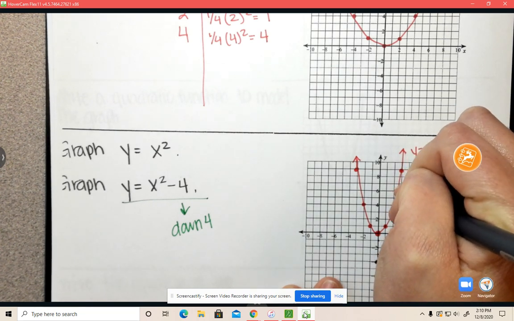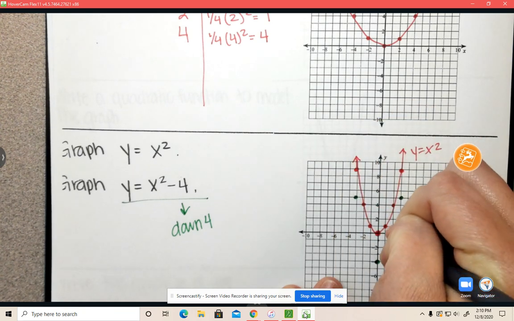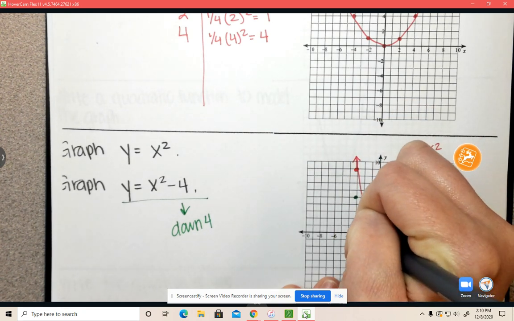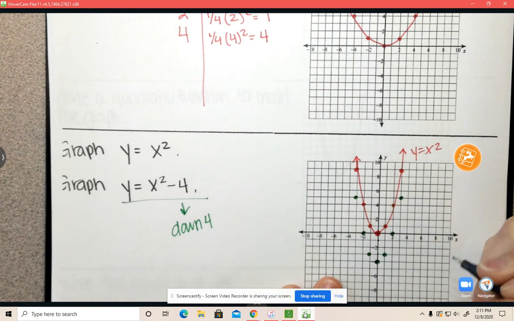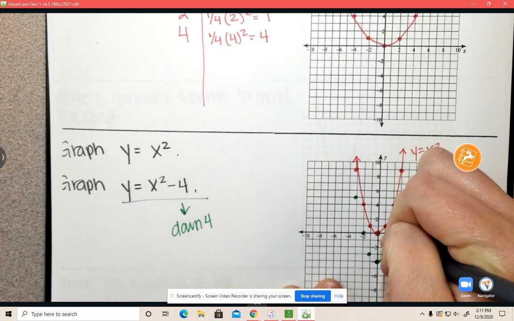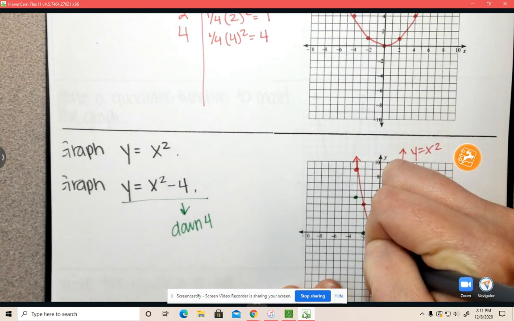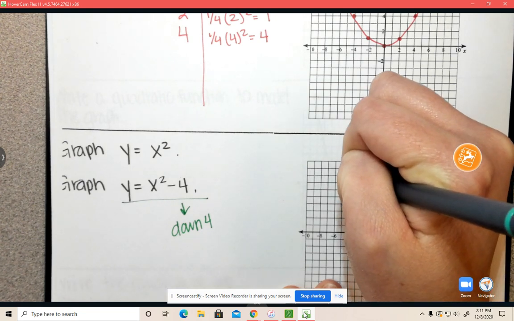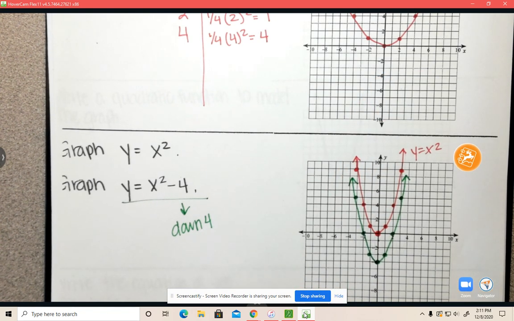Okay, and then again, I can just mirror on the other side and make my V shape. Or my U shape. Sorry, I think I keep calling it a V shape, but I really mean U. It's a U, a parabola.